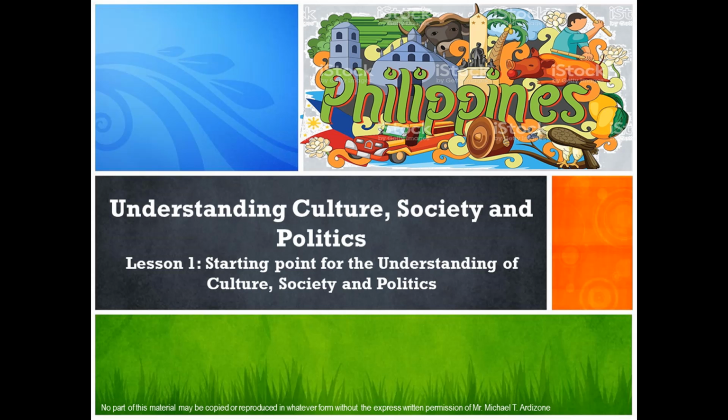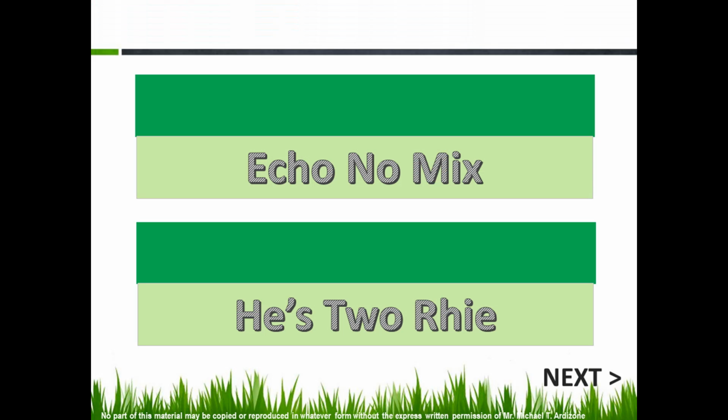Our lesson for today is the starting point to understanding culture, society, and politics. Before we proceed, let's have a short review about the different branches of social sciences. Now, let's play Wickerambula. Note, answer the following phrases from top to bottom. Let's begin. Number 1. Economics.